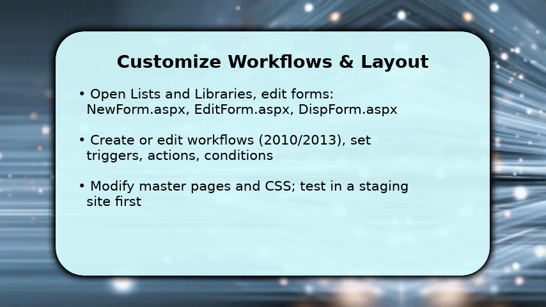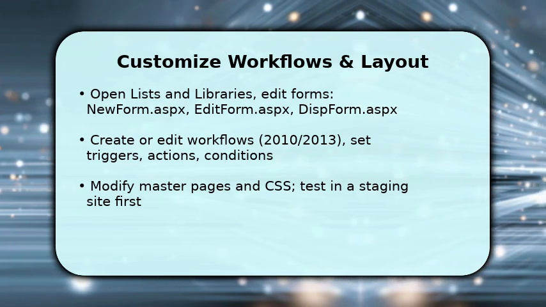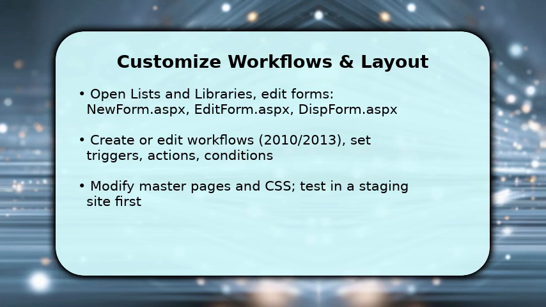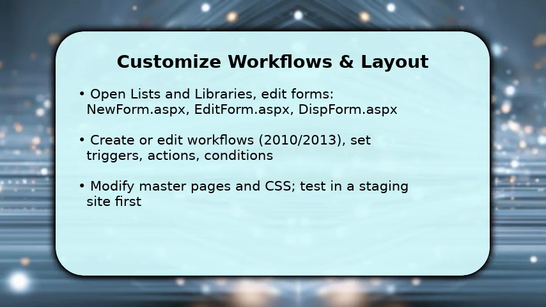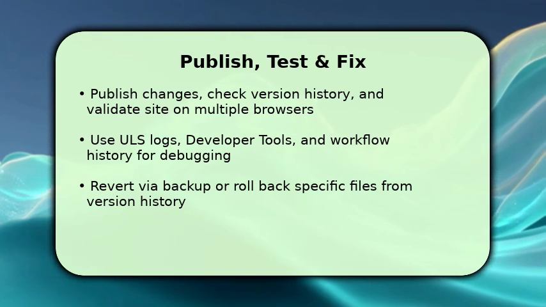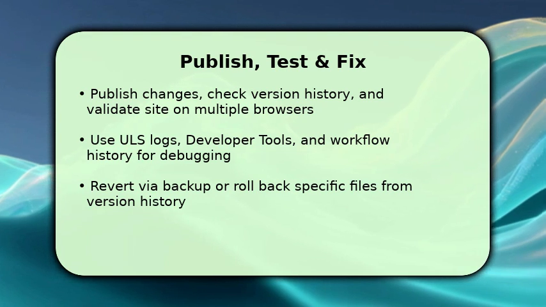Test each branch. When changing master pages or CSS, use a staging site to validate responsive behavior and accessibility. Once done, run a functional test to confirm end-to-end behavior. Finish by publishing your changes and performing thorough tests across browsers and devices so you catch UI and script differences early.